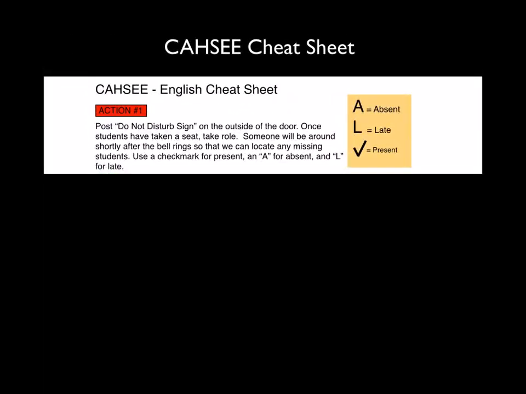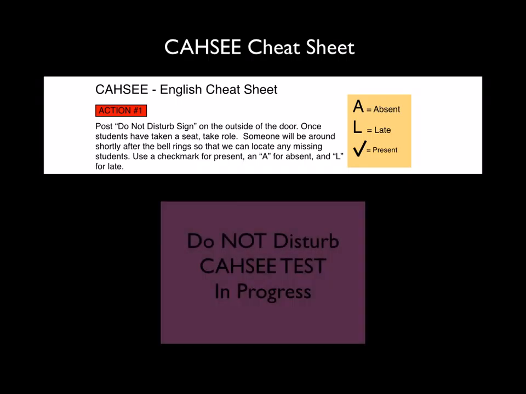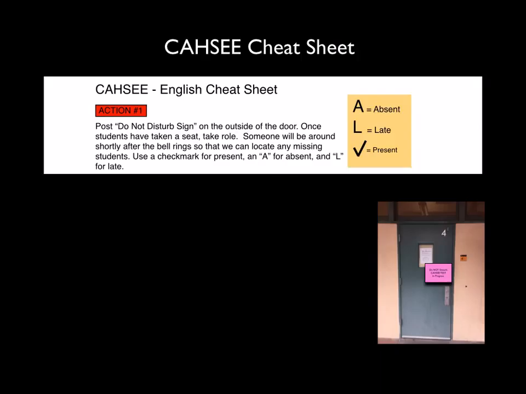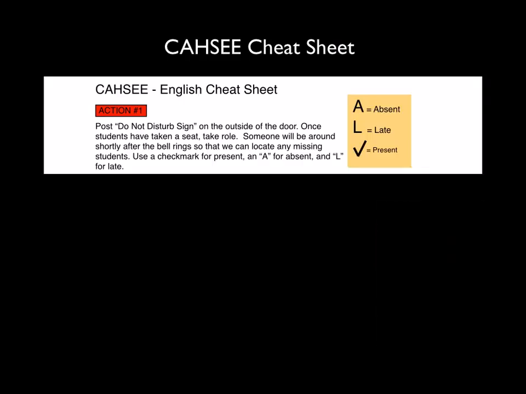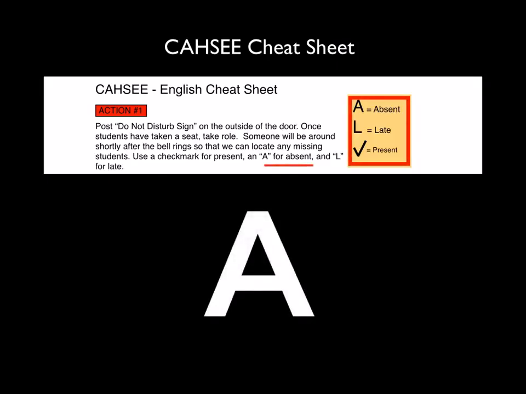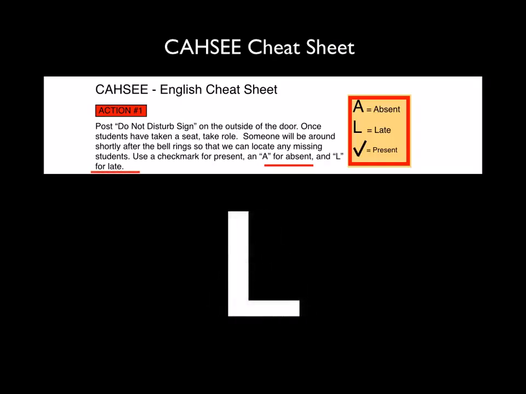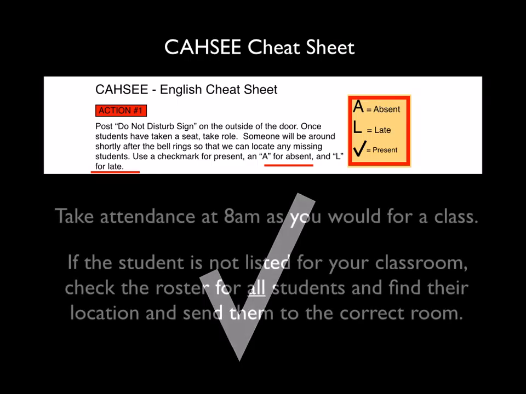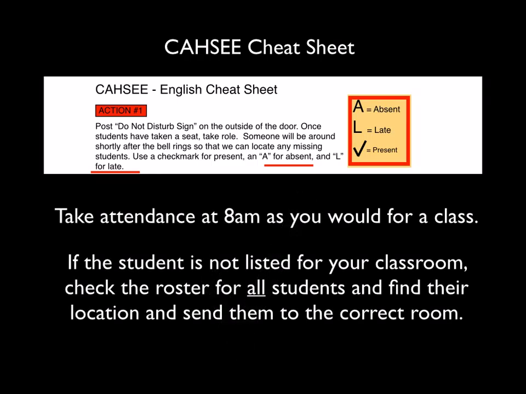After you pull out your cheat sheet, look at action step number 1. Pull out the do not disturb sign and tape it to the outside of your testing room door. After the students come in, you will start to take attendance using one of the 2 attendance sheets in your folder. Be careful to use the correct marking for attendance using the legend that is highlighted here in red. Use the letter A for absent, use an L for late, and use a check mark for present. Take attendance at 8 a.m. as you would for a class.